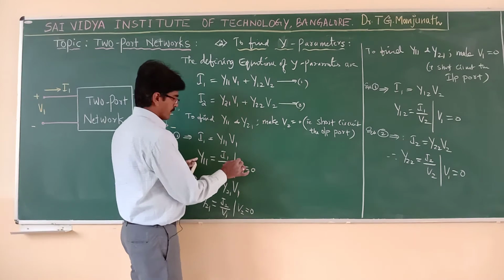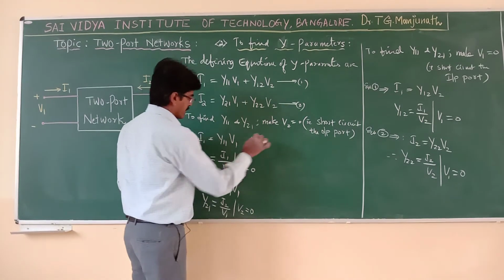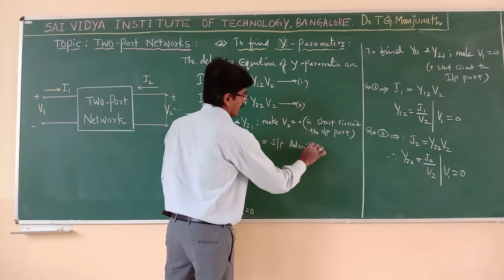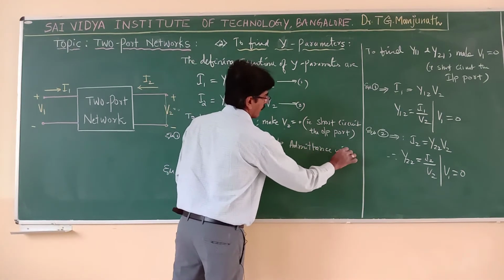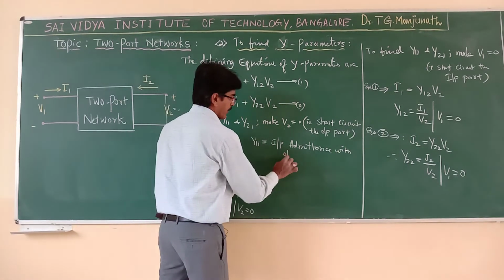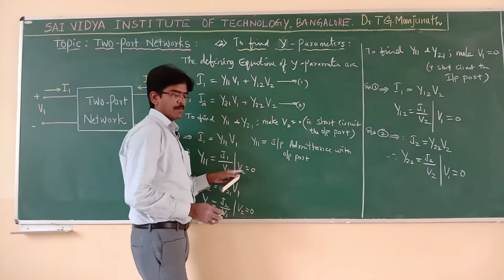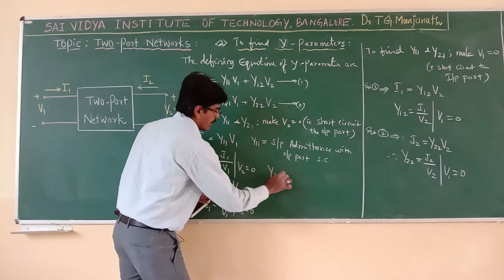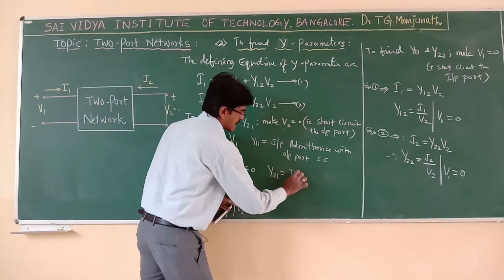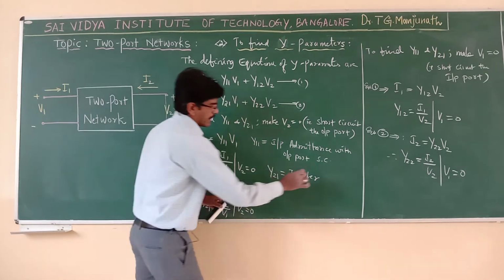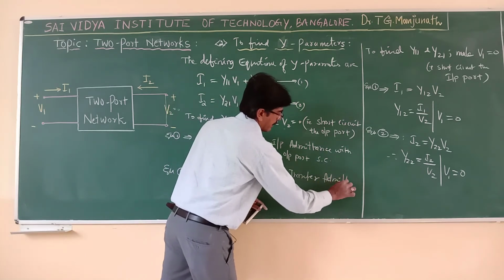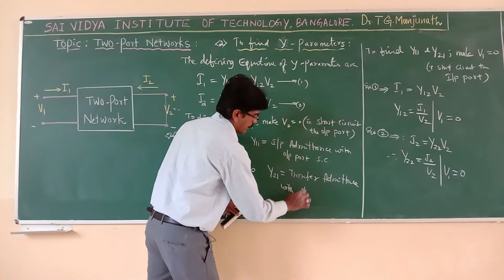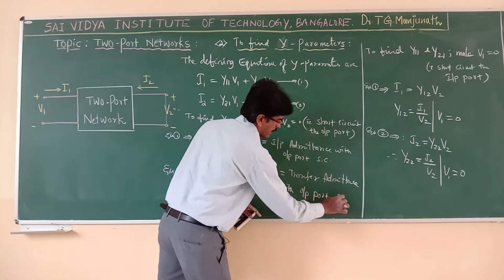Now tell me, what is this y11? y11 is input admittance with output port short circuited. Port means terminals. Then what is Y21? Again this is transfer admittance with output port short circuited.